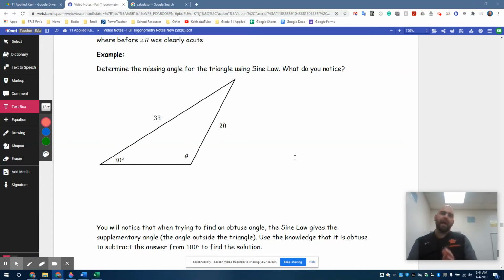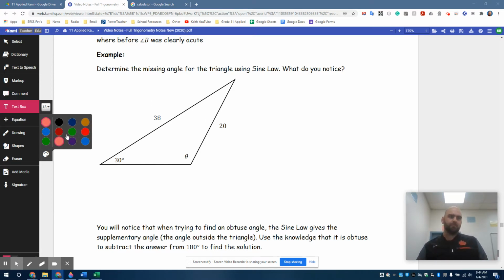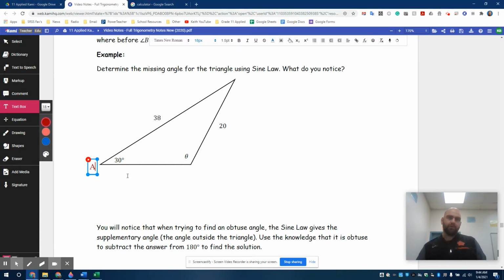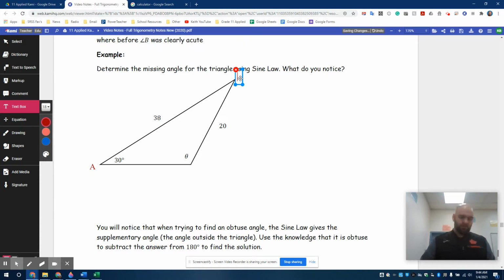All right, so let's take a look at this example here using sine law. Again, we're given a set of numbers. We're given a set of dimensions. We're going to call this A. We're going to call this one here C, and we're going to call this one here B. That means that this is little b.